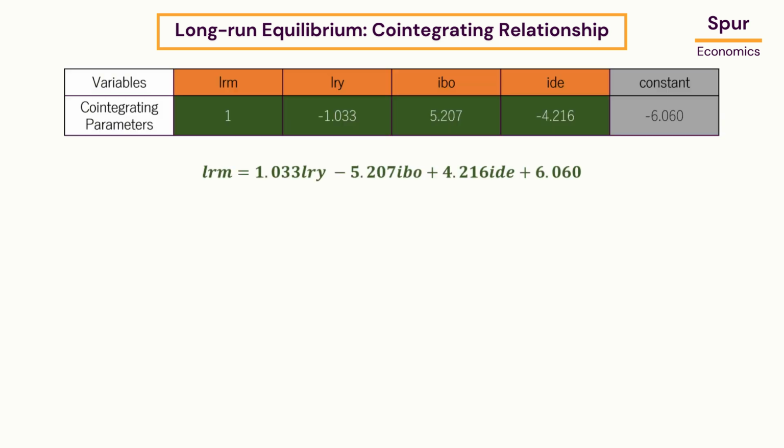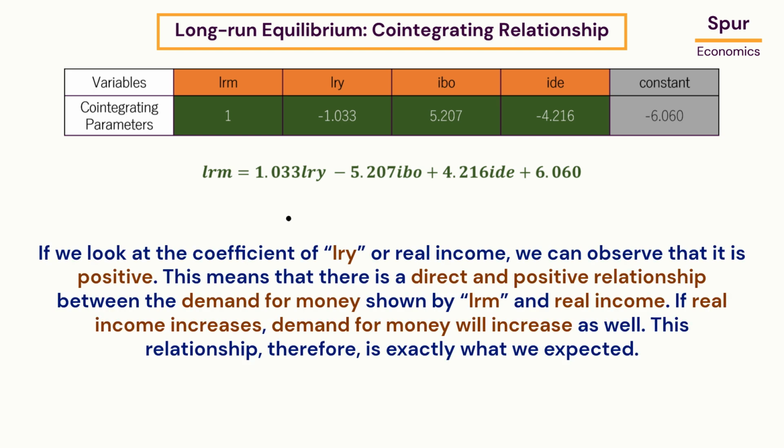Now, the interpretation of the long-run equilibrium relationship is straightforward. If we look at the coefficient of LRY or real income, we can observe that it is positive. This means that there is a direct and positive relationship between the demand for money shown by LRM and real income. If real income increases, demand for money will increase as well. This relationship, therefore, is exactly what we expected.